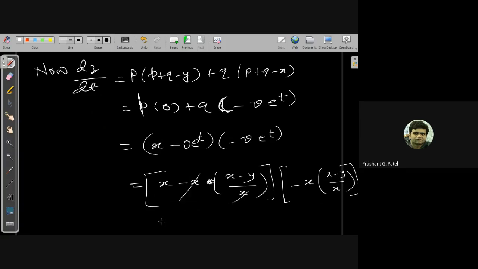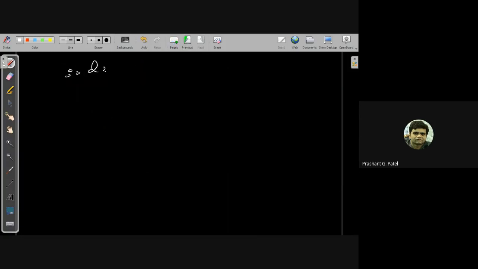This x will get cancelled out. So here the quantity left is x minus x plus y. And here this x is cancelled out. So here we'll have it is y minus x. So finally the answer is y into y minus x. So dz by dt is y into y minus x. Therefore dz by dt is y into y minus x.